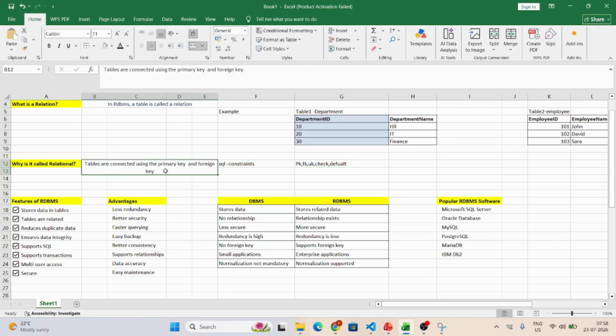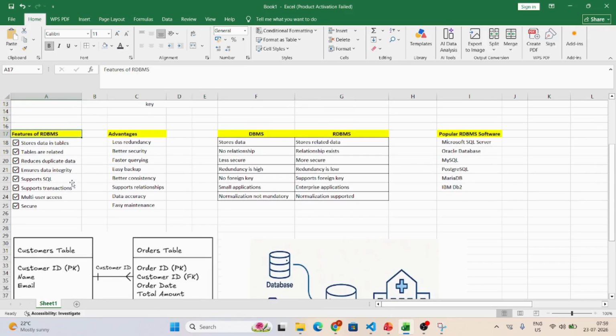Primary key and foreign key are mainly used to form the ER diagrams in SQL. We'll move further into SQL constraints. At that time we'll see in depth what is the primary key and what is the foreign key. While understanding RDBMS and the word relation, the primary key and foreign key come into the picture.